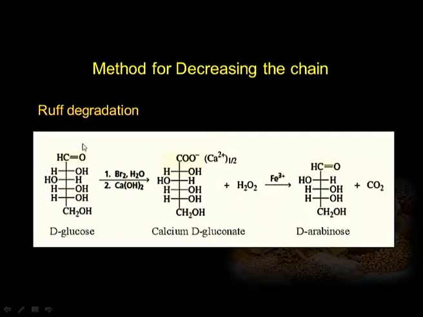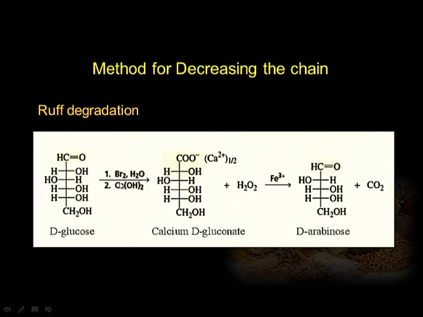Then another reaction that is used for decreasing the chain length is called Ruff degradation. Although there are many other methods which are used for decreasing the chain length, this Ruff degradation is the easiest and most commonly used. In this case, what is done? An aldose is taken and it is first oxidized with bromine water. This aldehyde group will be oxidized to the corresponding carboxylic acid, that is the corresponding aldonic acid, and then it is treated with calcium hydroxide. It will form the calcium salt here. Say here in this example we have taken D-glucose.